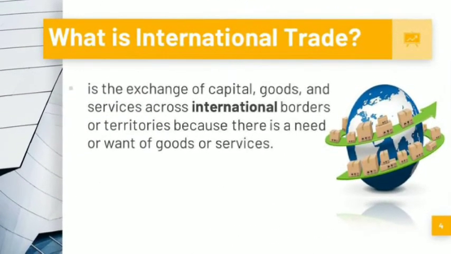What is international trade? International trade is the exchange of capital, goods, and services across international borders or territories because there is a need or want of goods or services. International trade occurs when there is a need of goods and services in the global market. It is an economic transaction that is made between countries. International trade helps a specific country to boost its economic growth.